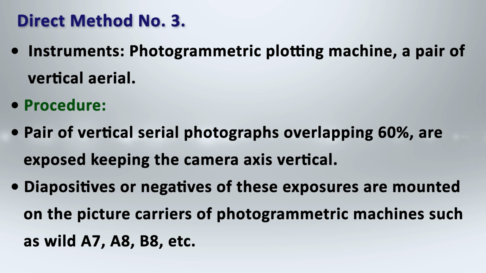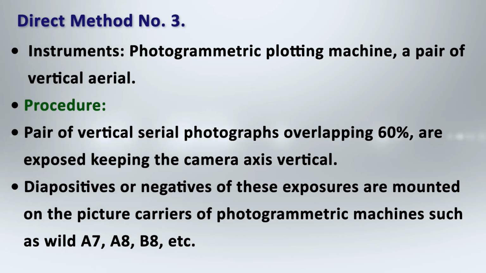Let us see direct method number 3. Instruments used for this method are a photogrammetric plotting machine and a pair of vertical aerial photographs. The method of direct contouring with the help of aerial photographs is the latest technique of surveying. In this method, a pair of vertical aerial photographs overlapping 60% are exposed, keeping the camera axis vertical.